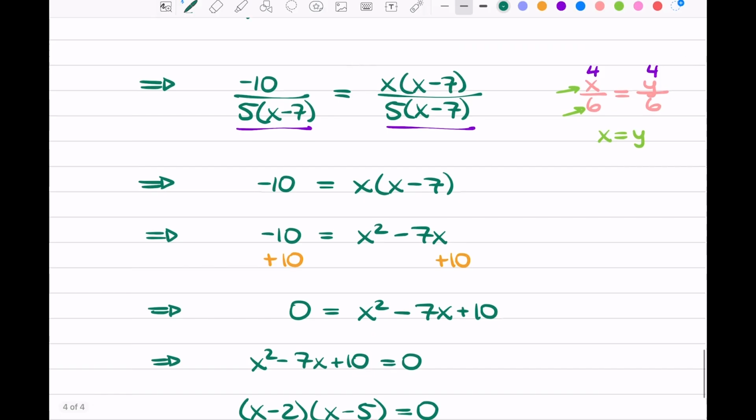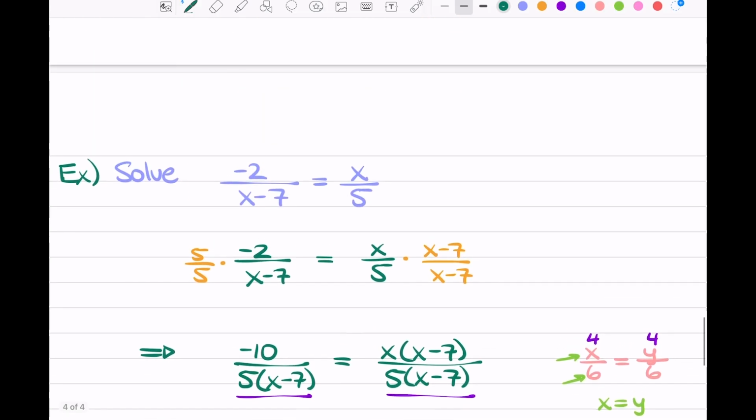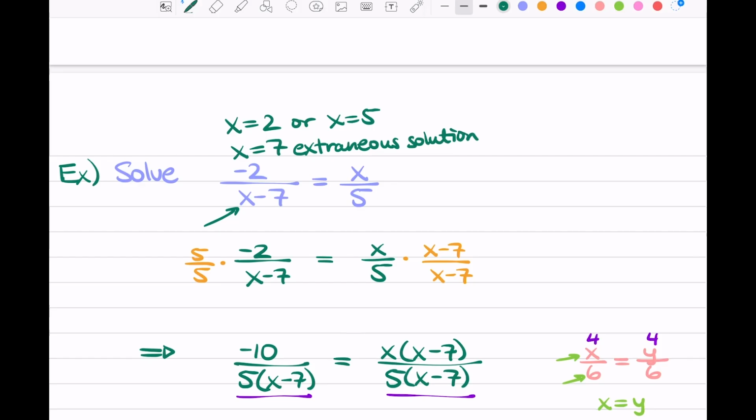And when you're working with fractions, it's important to check your answer in the end. We got x is equal to 2 or 5. But if we got, for example, x equals 7, if we plug that back in, that would make our denominator here 0. And we can't have that. You can't divide by 0. So if we got x equals 7 as our answer, we would call that an extraneous solution. And that's fancy math talk for doesn't work in the original problem.